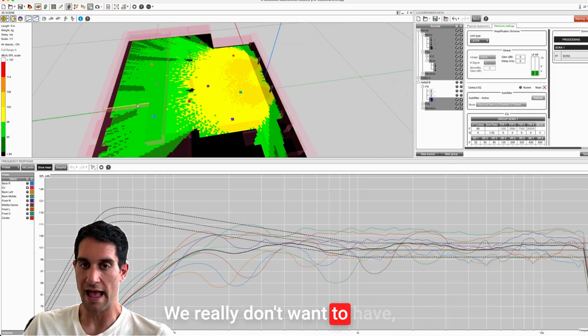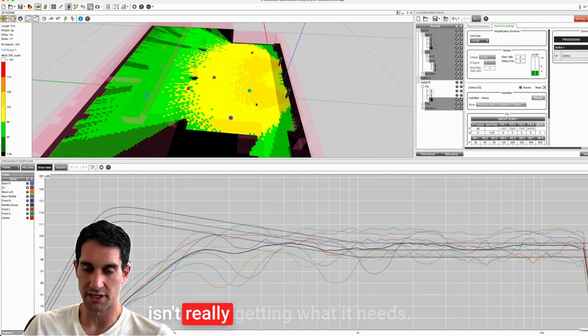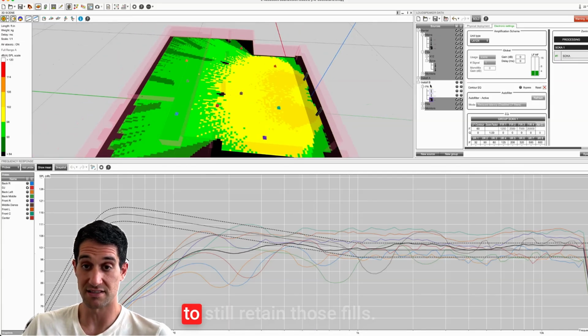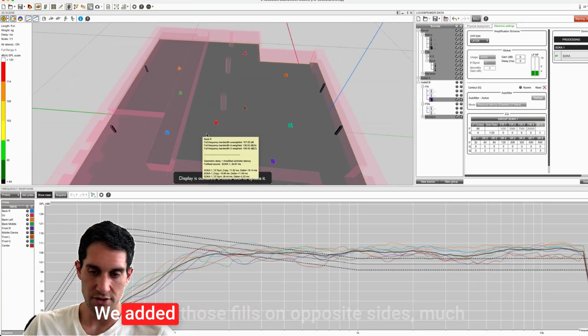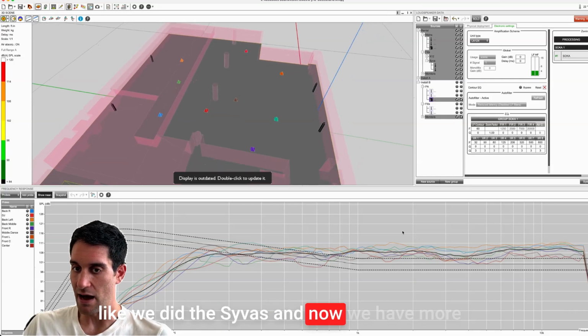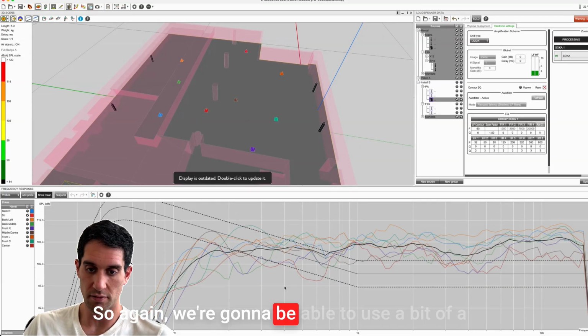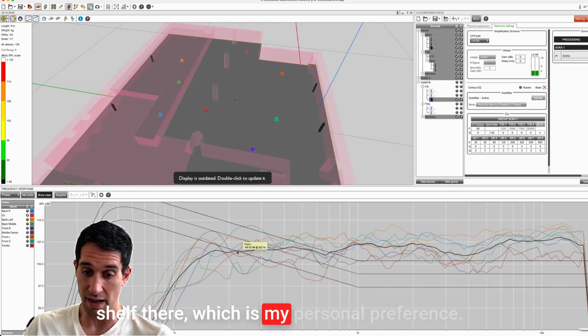We really don't want to have these running at full gain, and then on the other side, the audience isn't really getting what it needs. So I think it does make sense to still retain those fills. We added those fills on opposite sides, much like we did the Syvas. And now we have more high frequency than we are going to need. So again, we're going to be able to use a bit of a shelf there, which is my personal preference.